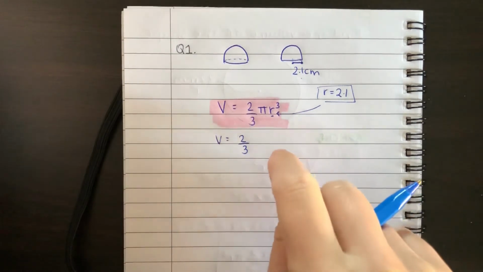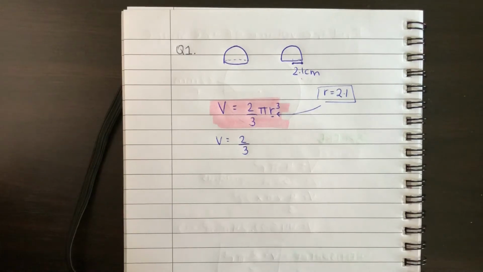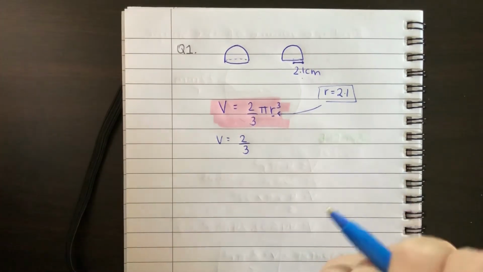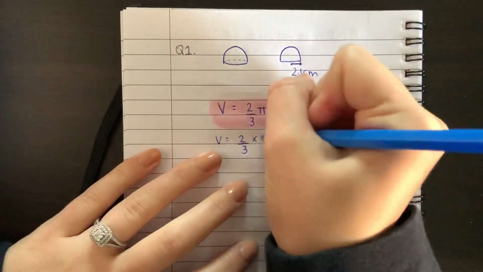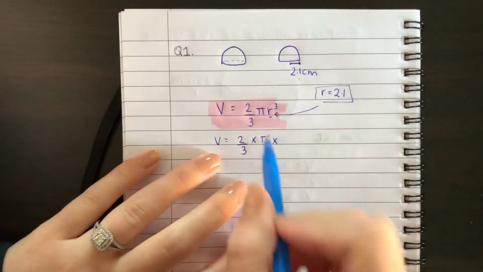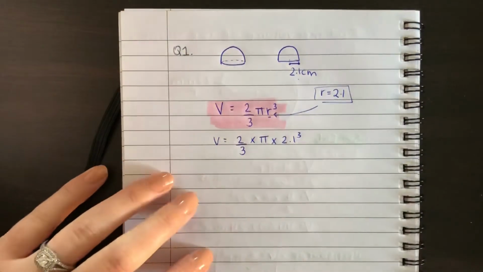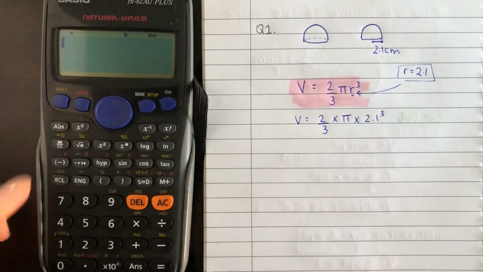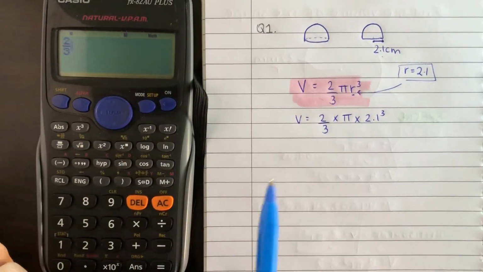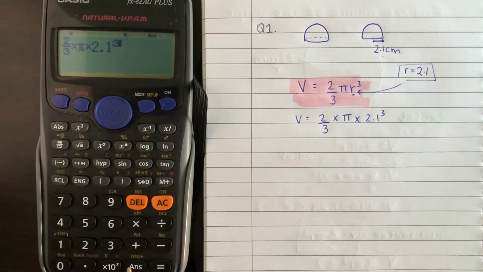Now, you should know what the volume of a full sphere is, which is 4/3 pi r cubed. To get the hemisphere of that, you just divide it by 2. Okay? So 2/3 times pi times, and you should have this in your formula sheet as well, times 2.1 cubed. And you literally just put that straight in your calculator. So 2/3 times the actual pi button times 2.1 cubed. Exactly how you see it.